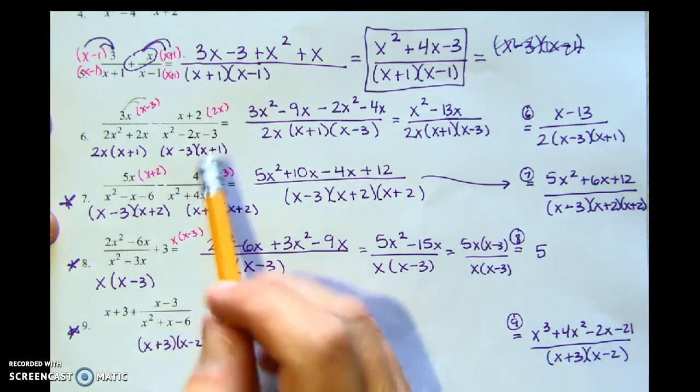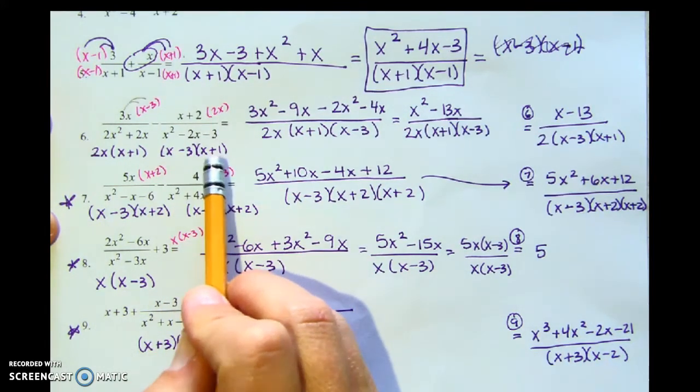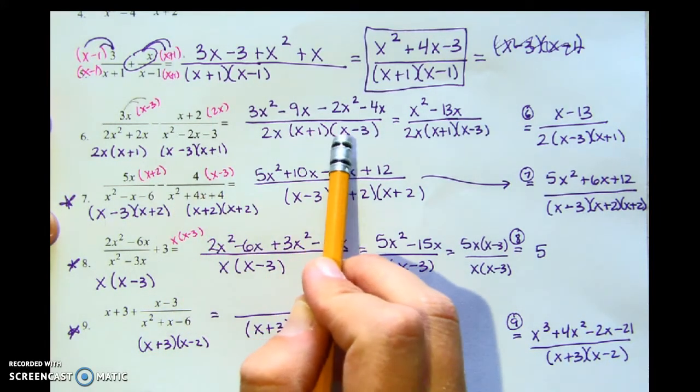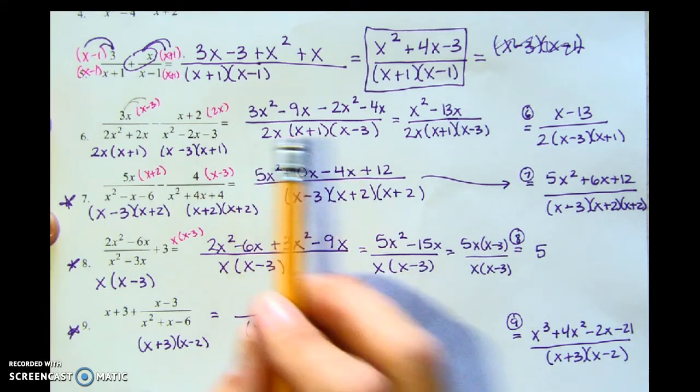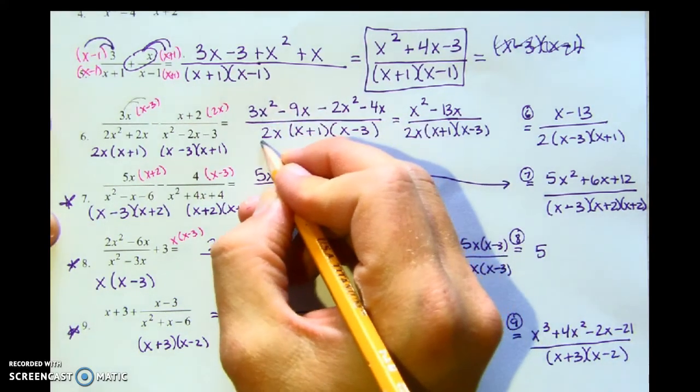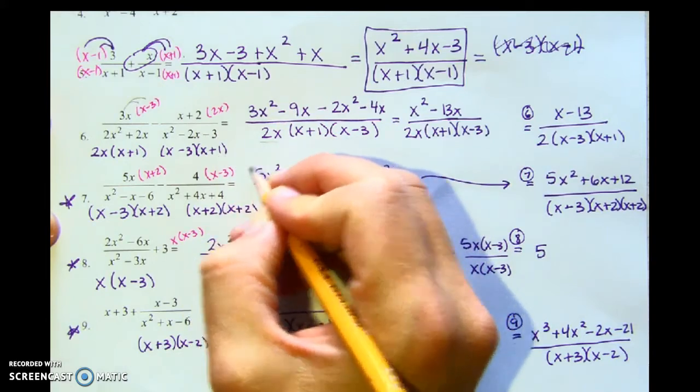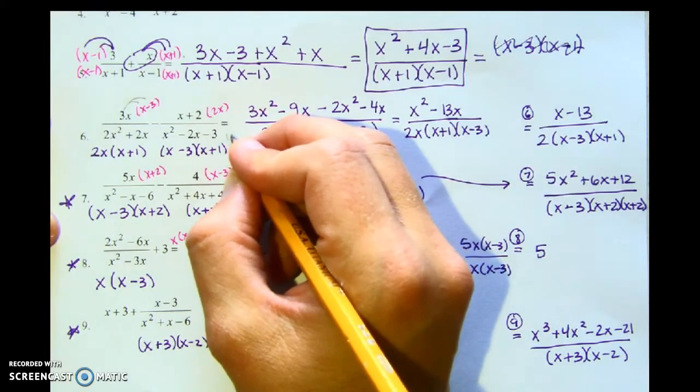Now look at the second fraction. This one has x minus 3 and x plus 1, x plus 1, x minus 3. But what does it need? Okay, what does it need? It needs the 2x to join the common denominator. So we multiply top and bottom by 2x.